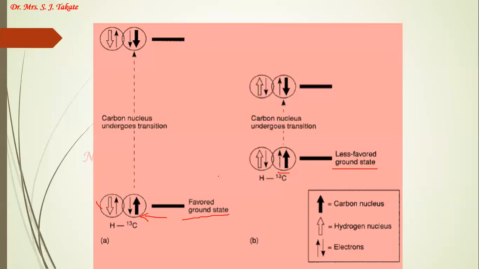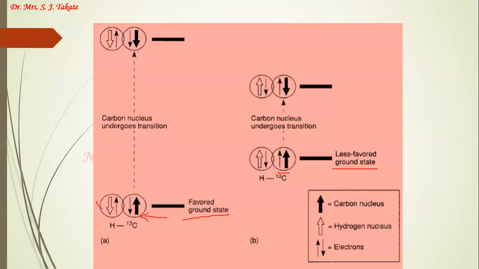Excitations can occur from these two, because as hydrogen is having spin quantum number half, it will take definitely two different orientations, and due to the two different orientations of hydrogen nucleus, the electrons change their spin orientation, and due to the change in spin orientation of electrons, the carbon 13 nucleus which is under observation here gets two different types of ground state, and excitation can occur from these two different ground states.